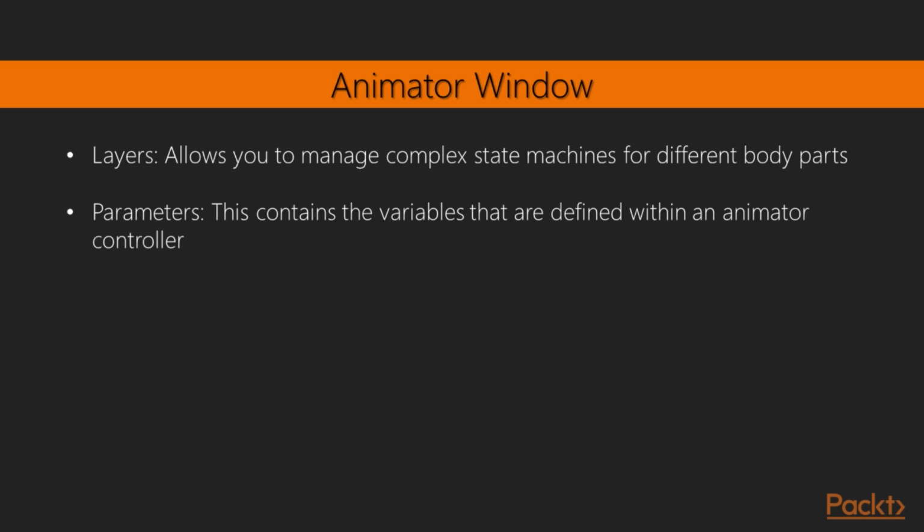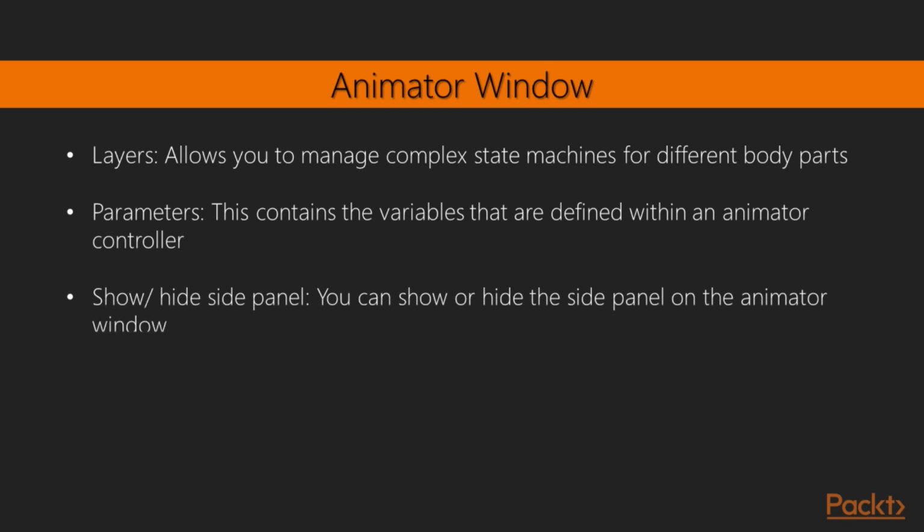Parameters. This contains the variables that are defined within an animator controller that can be accessed and assigned values from scripts. This is how you can control or affect the flow of the state machine through scripting. Show, hide, side panel. You can show or hide the side panel on the animator window by pressing this button.